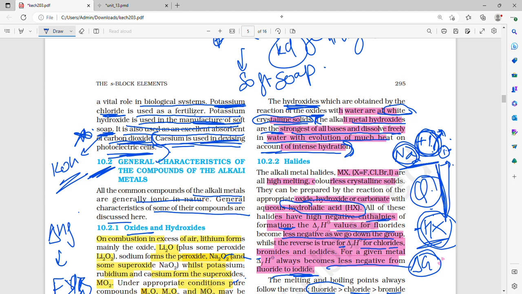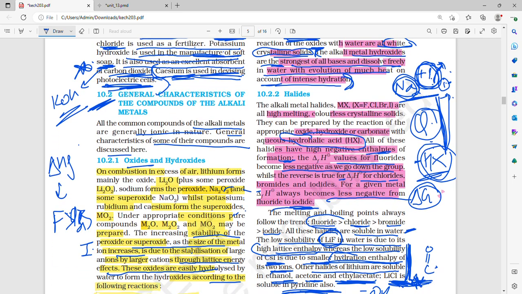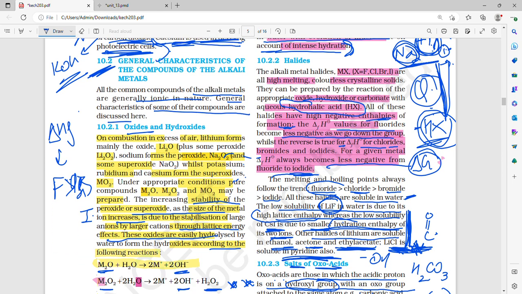Then cesium is used in devising photoelectric cells. Where is cesium used? Cesium is used in devising photoelectric cells. We saw sodium, potassium and cesium are very useful in photoelectric cells. This is because with very little energy they absorb light energy when light shines on them, and they lose one electron very readily.